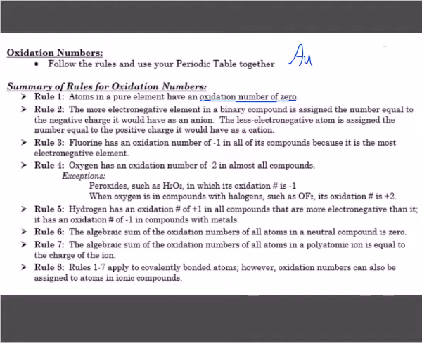And rule number 2, the more electronegative element in a binary compound, what does binary mean? 2 elements. Is assigned the number equal to the negative charge it would have as an anion, guys. So this one, the more electronegative element, where, for review, we got that big exam coming up very quickly. 2 months from today is our Regents exam. Nope, I lied. Friday. It was 2 months from Friday. So less than 2 months.